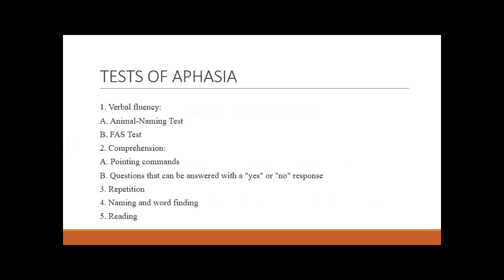Now, these are the tests for aphasia. First, we'll check the verbal fluency of the patient. In this, we have two tests. We have the animal naming test and we have the FAS test.